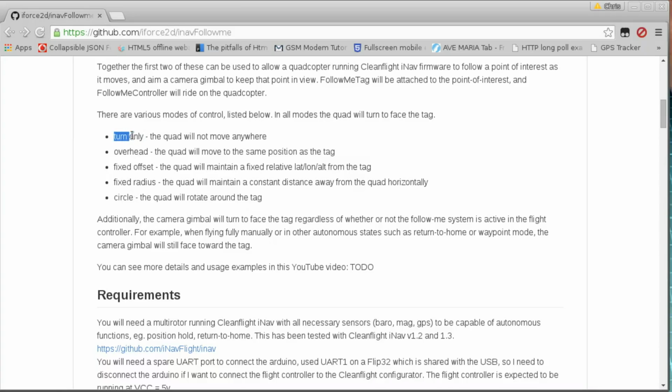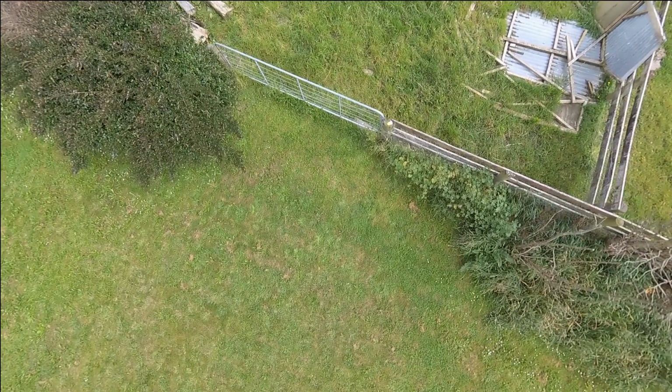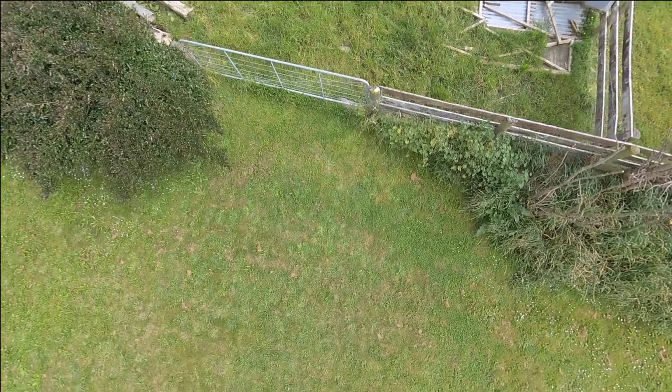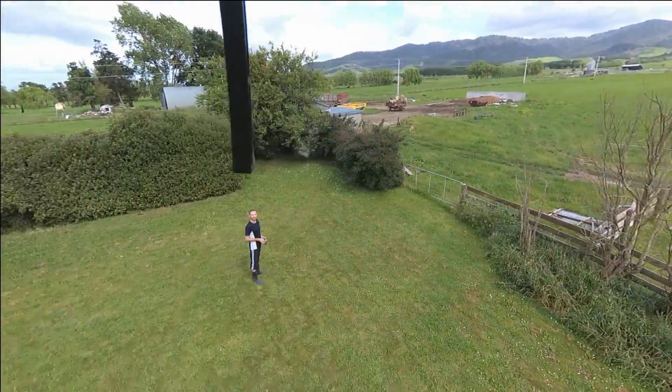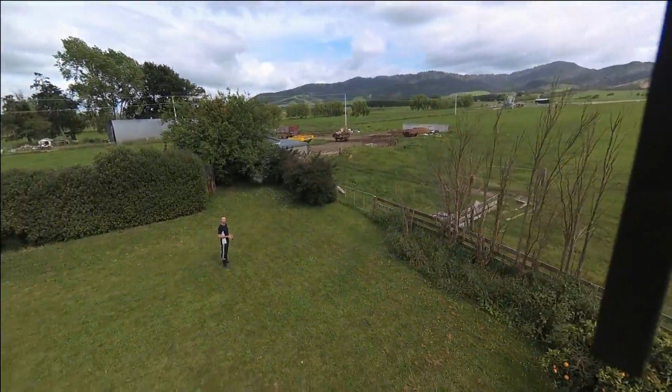I guess we'll start from the simplest case of turn only. Actually, first let's have a look at how the camera behaves with some of the existing flight modes that Cleanflight already has. In a lot of these examples to follow, I'm going to start off with the follow me tag sitting on this fence post here. It's a little bit hard to see in the video because it's so small, but most of the time that's where it's going to be. It should be obvious when I go and pick it up where it is in other cases.